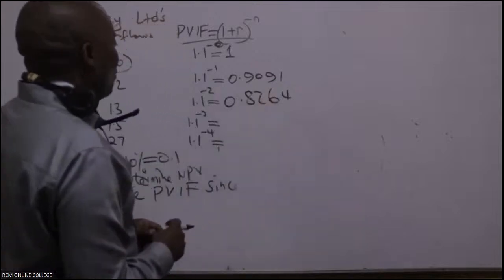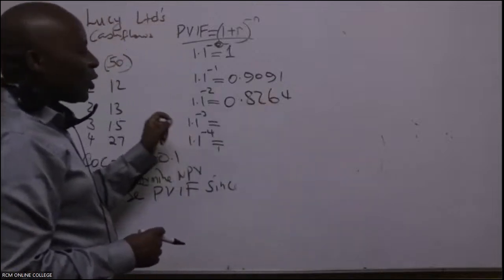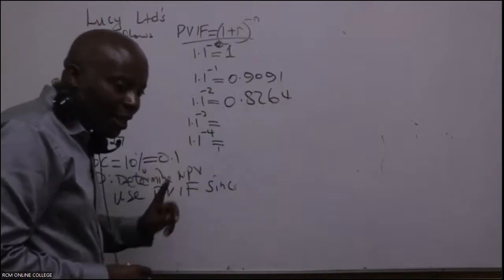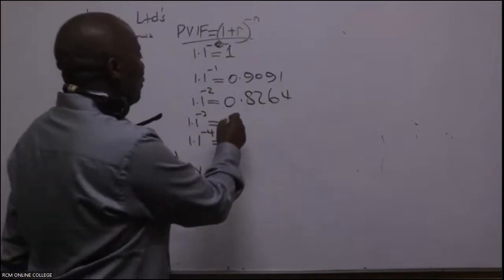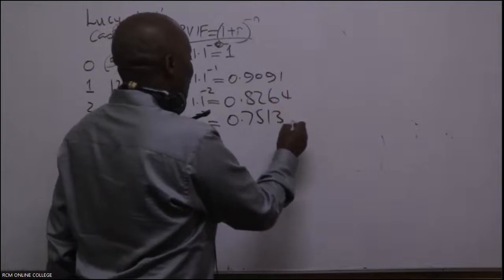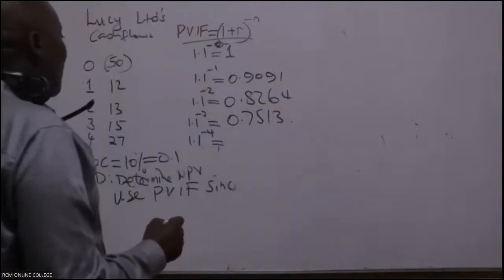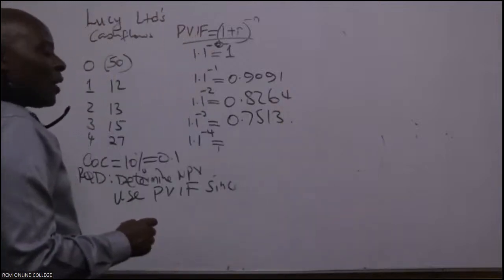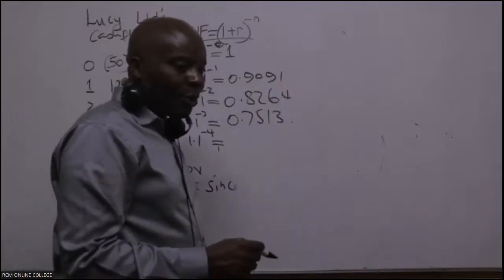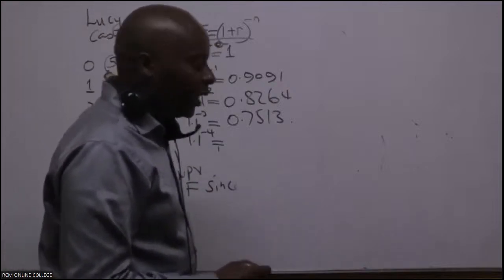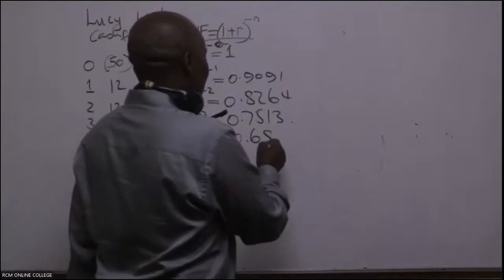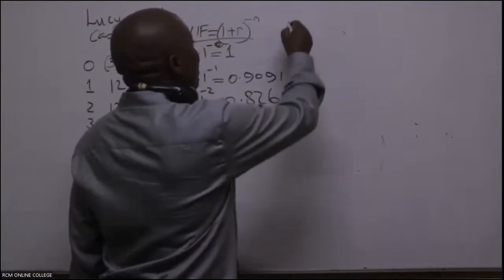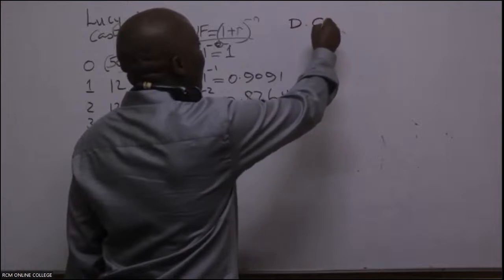Then you go to the third one, 1.1 raised to -3. According to Lucy Allen, we have 0.7513. And then we have 1.1 raised to -4, the last one. So we have here 0.6830. Thank you so much. So please come and write here, DCF.